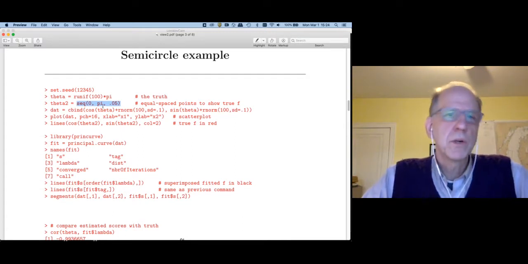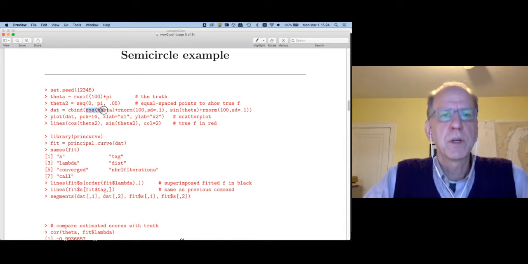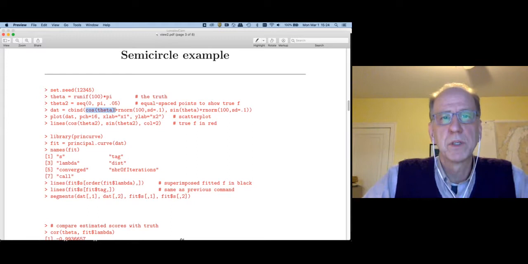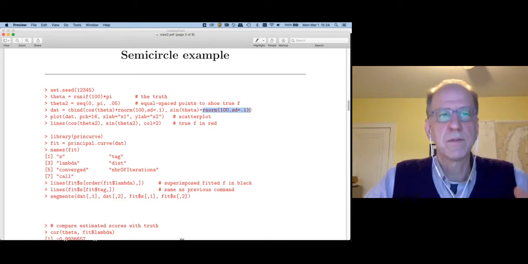Well, let's go cook up some data that follow exactly the formula that we've been using. So my observed data is just going to be the cosine of my random thetas. So that's going to be the x1 position on my curve. And then I'm going to add some random noise to it. The x2 position is going to be the sine of theta plus some random noise. So the way to think of this is I've just generated a bunch of points on the curve.